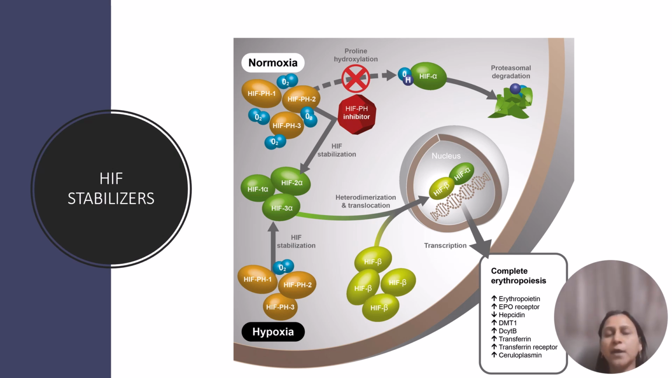So we now have novel agents, that is the HIF stabilizers, hypoxia-inducible factor stabilizers. In conditions of normoxia, the HIF alpha undergoes prolyl hydroxylation and it is degraded by the proteasome. Whereas in conditions of hypoxia, HIF alpha combines with HIF beta. It forms a heterodimer, translocates to the nucleus, and transcription of all the genes involved in erythropoiesis happens. So there is endogenous secretion of erythropoietin. There is an increase in levels of erythropoietin and EPO receptor, hepcidin levels are reduced, and transferrin and transferrin receptors are increased.